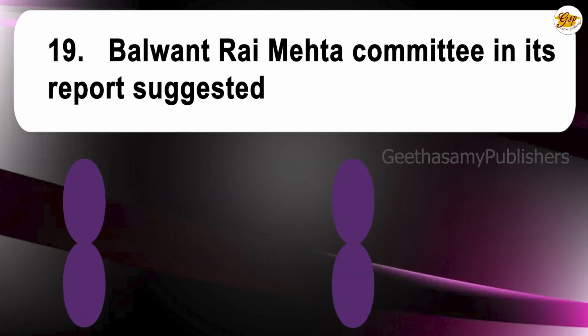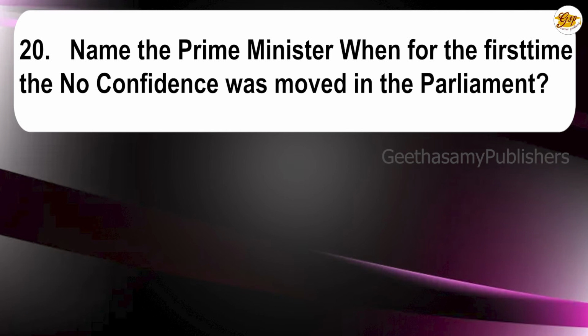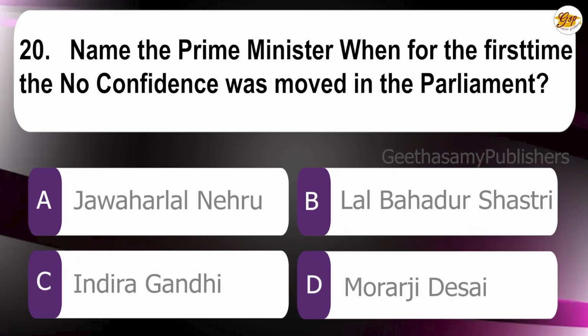19th question. Balwant Mehta Committee in its report suggested A. 3-tier system, B. 1-tier system, C. 4-tier system, D. 2-tier system. The correct answer is A. 3-tier system.